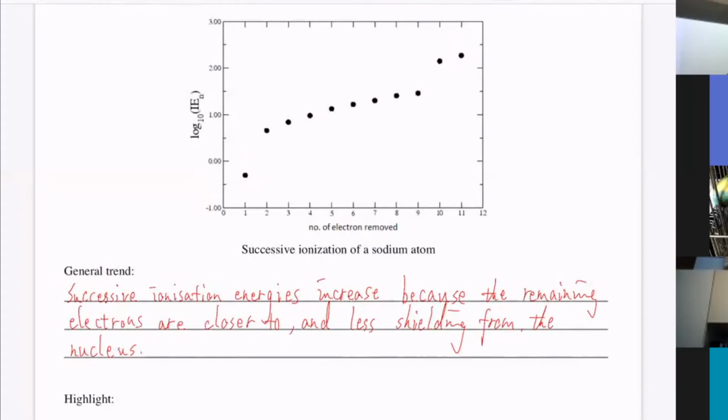Now the next thing we need to read from the diagram is the highlights. What can you see from the diagram? You could definitely see there are two jumps in the diagram. The first one is between the first and second electron, and then between the 9th and 10th electron. So what caused the two jumps here?